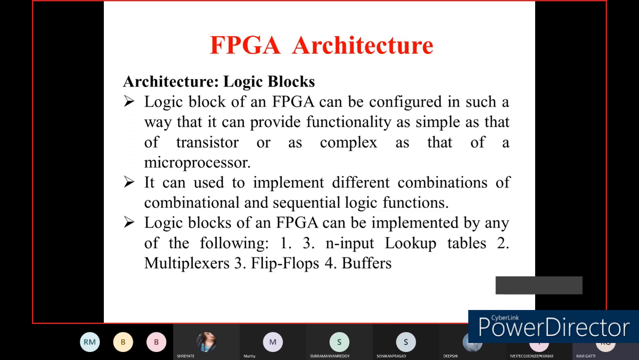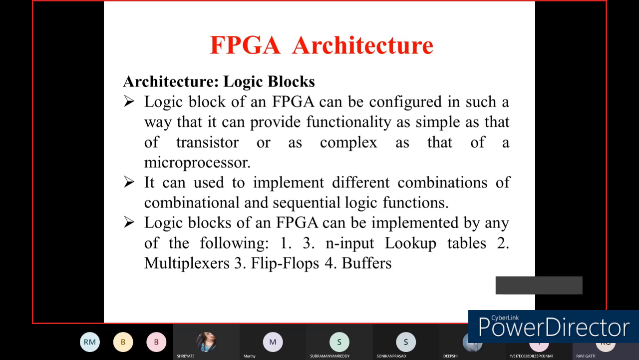So logic blocks are responsible for the implementation of Boolean expressions, and also for providing complex solutions. Whatever functionalities can be done, from a single transistor to a microprocessor, all those functionalities can be implemented through the use of these logic blocks. They can be used to implement different combinations of combinational and sequential logic functions.